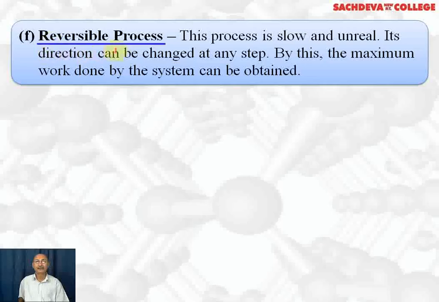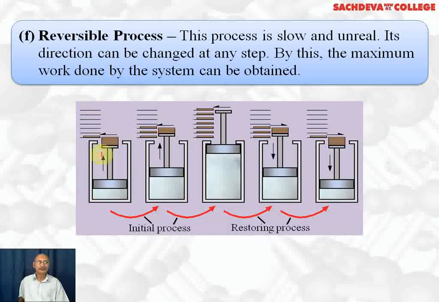Let's take up reversible process. This process is slow and unreal. Its direction can be changed at any step. By this, the maximum work done by the system can be obtained. This is the diagram where we are showing you reversible process.